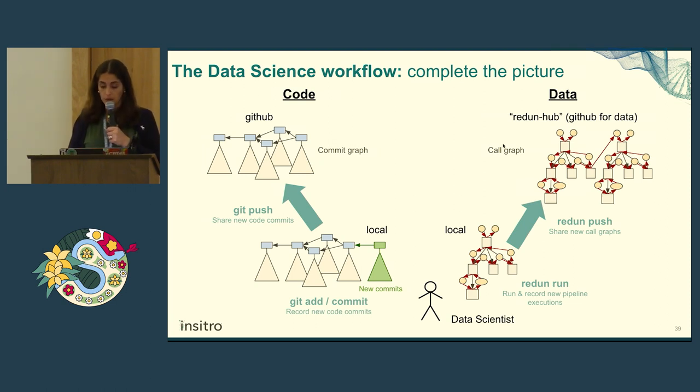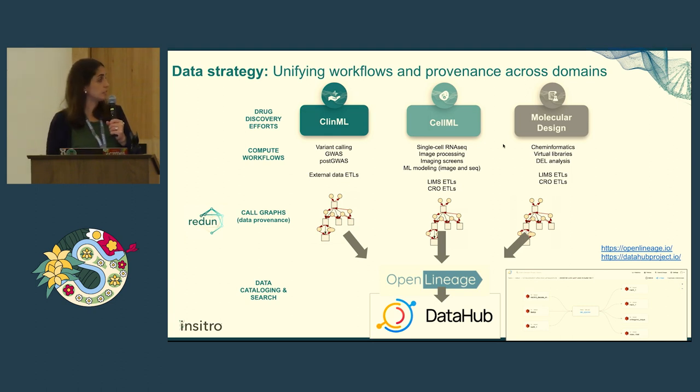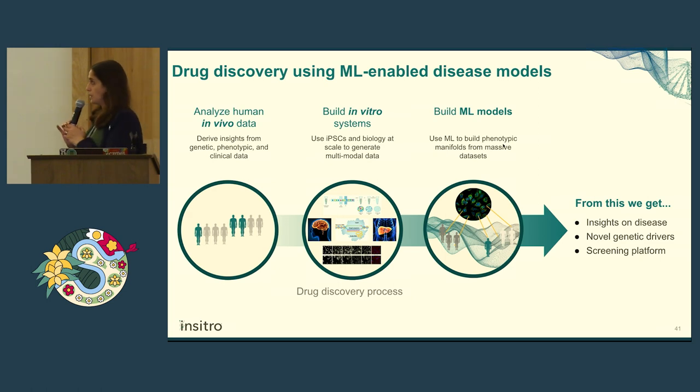as it is about the code. But then, in order for us to really be able to execute on our premise of leveraging machine learning to advance drug discovery, we need to have a data strategy that unifies workflows and data provenance, and that includes data cataloging, where we are also taking advantage of open source initiatives such as OpenLineage and the DataHub project. And so I started my talk by walking you through the process of building references of human in vivo data. And the drug discovery strategy that we have adopted encompasses the analysis of such data to derive genetic and phenotypic insights.